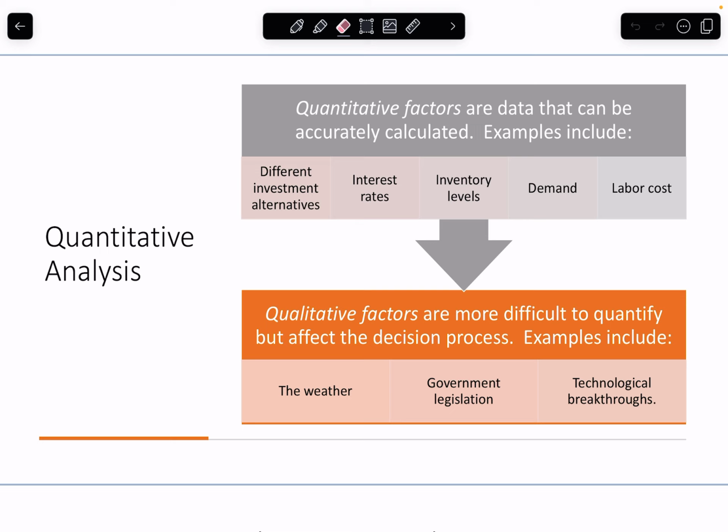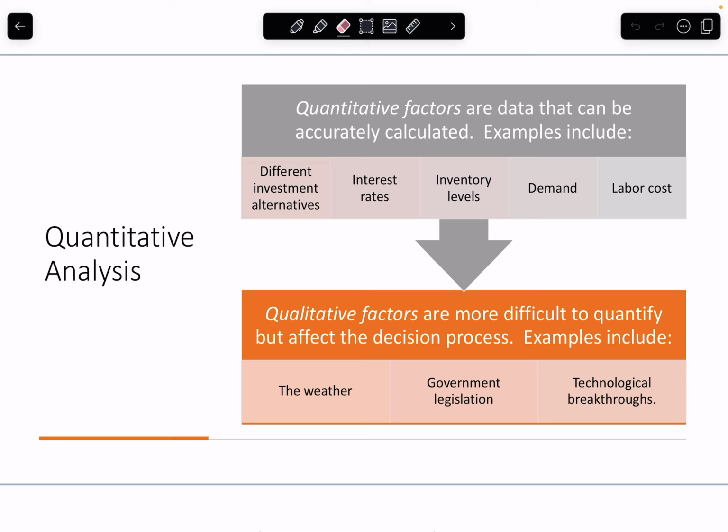The previous factors that were mentioned are quantitative data. Those are data that can be measured or calculated. However, there are some factors as well which affect decision making. It's very difficult to quantify those factors, but they affect the production line.